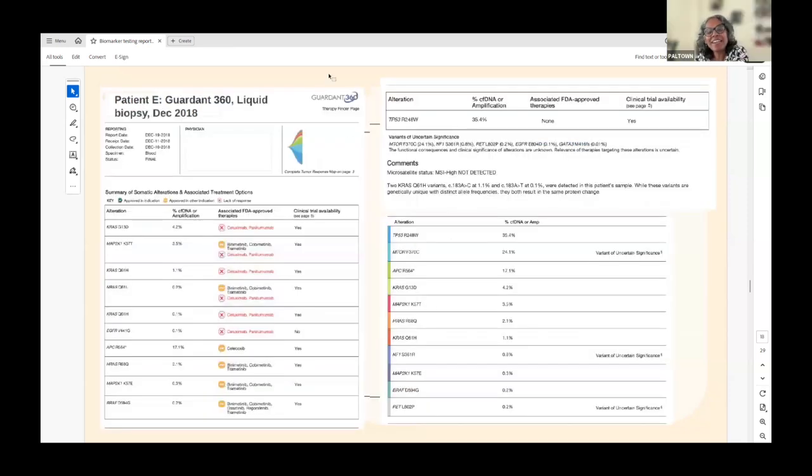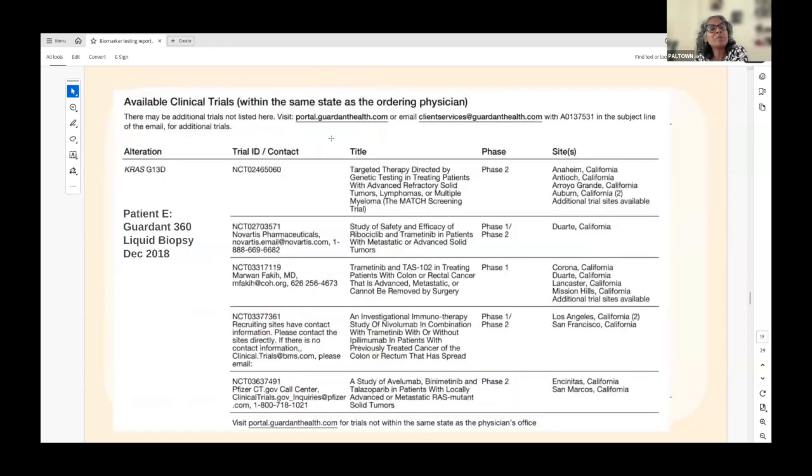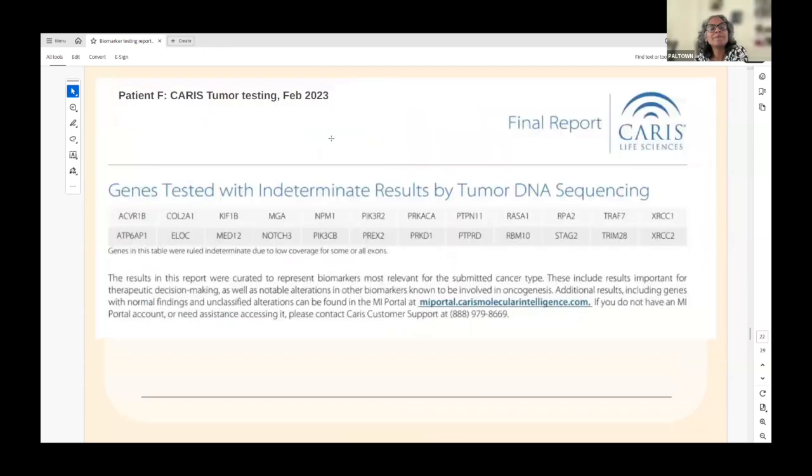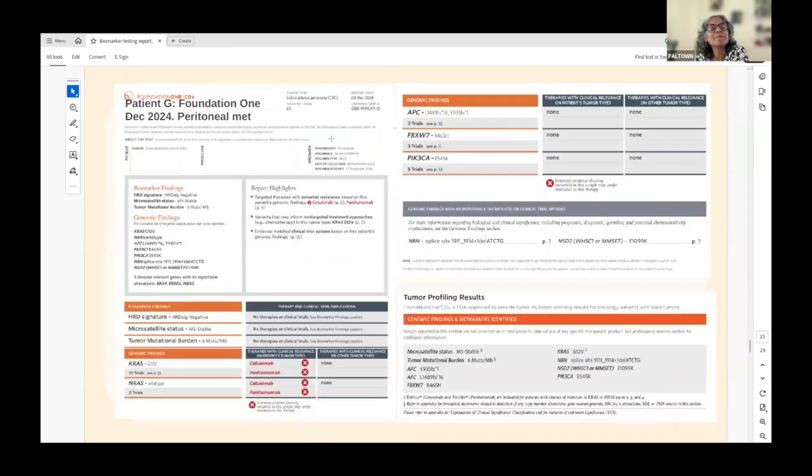I think we can go to the last one, which is the Foundation One report. Yes. All right, so this is the one that we order a lot of here at Duke, Foundation One. This is a very clean report, very easy to read, because they put it all right there on the first page in a very simple way. So this is a patient with a peritoneal metastasis. Was it a colon primary, Manju?